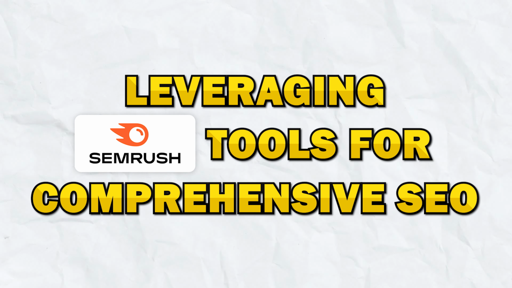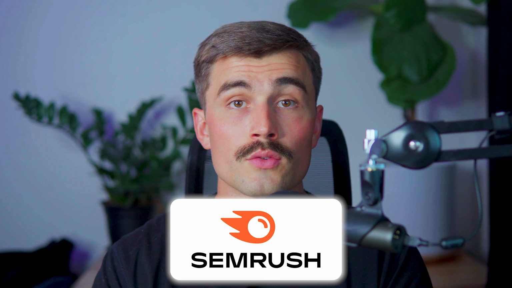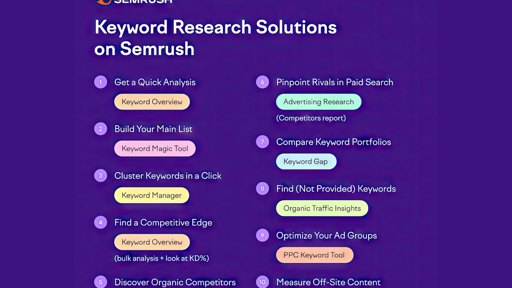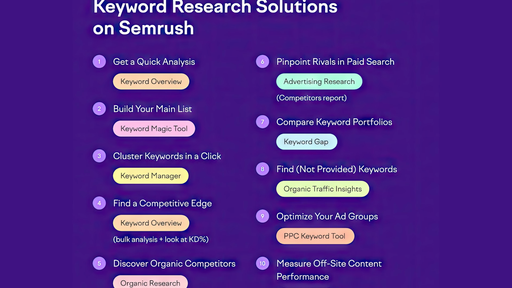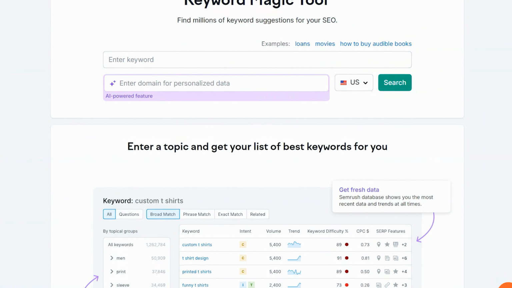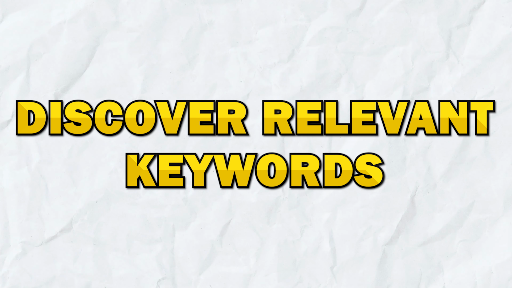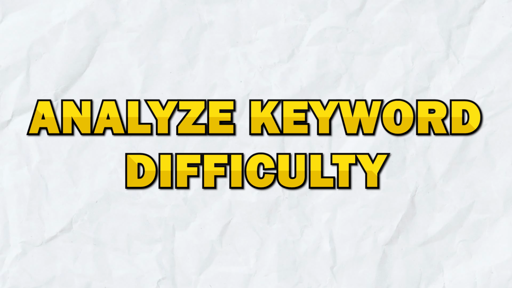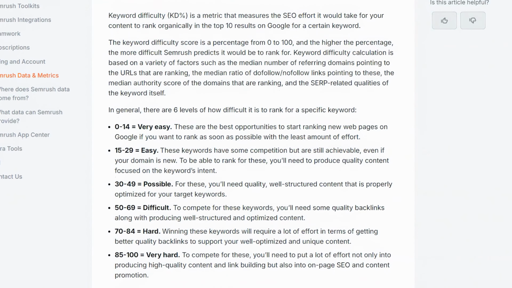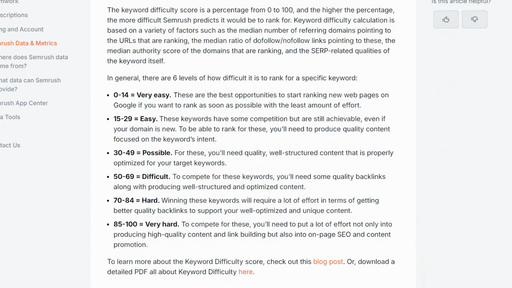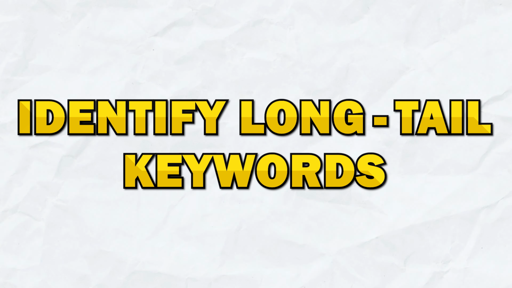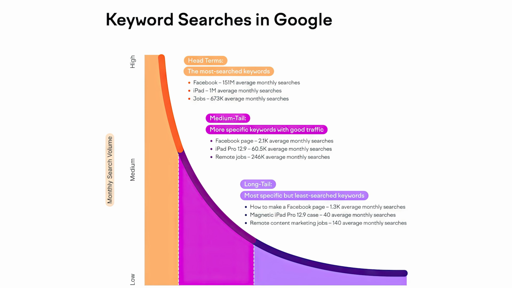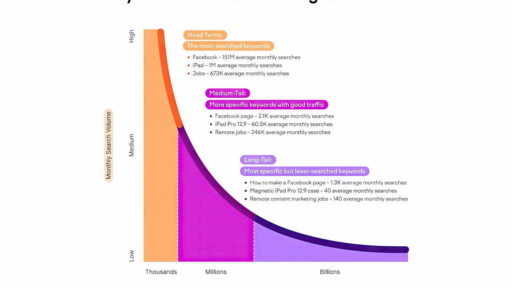Leveraging Semrush tools for comprehensive SEO. Now, beyond site audits, Semrush offers a suite of tools to enhance your SEO strategy. Keyword research. Keyword research is crucial for optimizing your content and improving your search engine rankings. Use Semrush's Keyword Magic tool to discover relevant keywords. This way you can find keywords related to your business. You can also analyze keyword difficulty, so you can assess how hard it is to rank for specific keywords. Identify long tail keywords. This way you can find long tail keywords with lower competition and higher conversion rates.